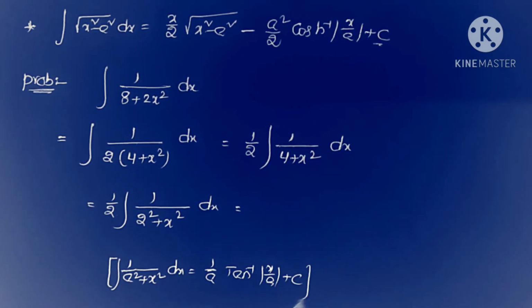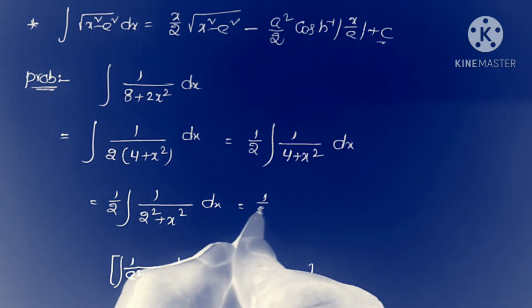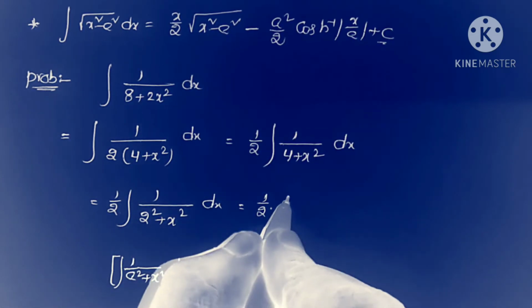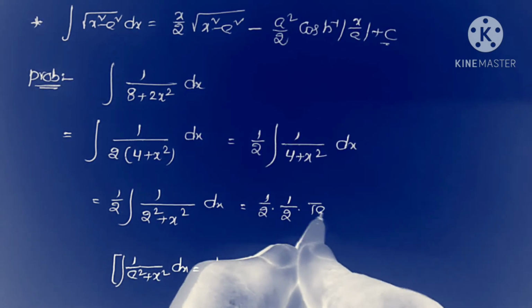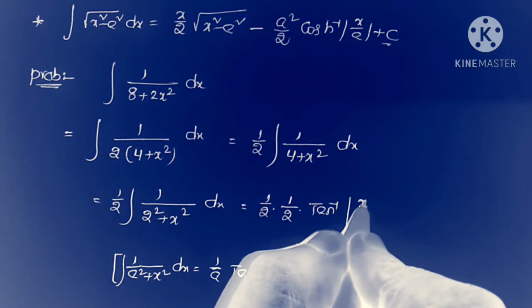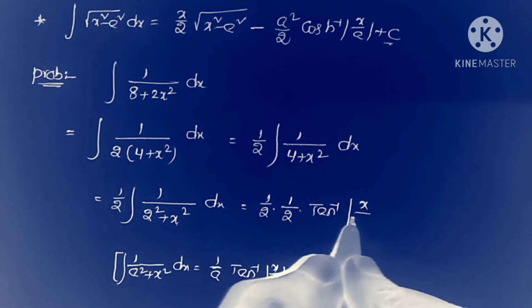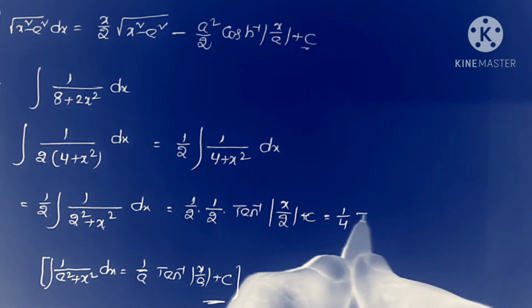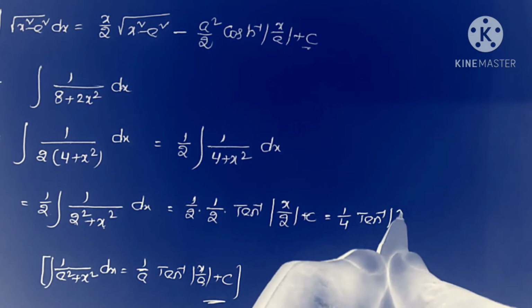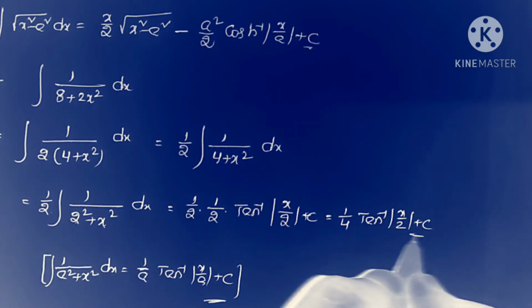Now we apply this formula here. So this is 1 by 2 into 1 by a, where the value of a is 2, into tan inverse of x by a, that is x by 2, plus c. Therefore the answer is 1 by 4 into tan inverse of x by 2 plus c. That's all. Next problem: integral dx by square root of 4 minus 9x square.